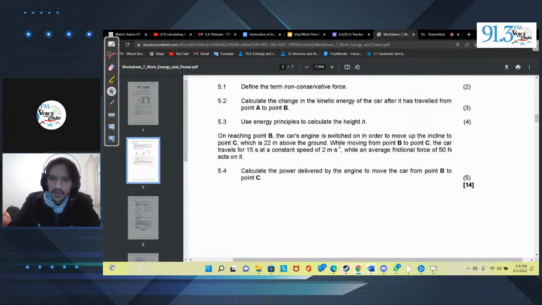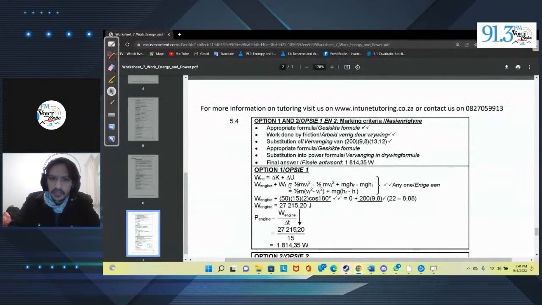And if we go back to the memo, that's what they do here. So the work that needs to push the vehicle from point B to C depends on the work put in by the engine and the work required to overcome the force of friction. So we know the work required to overcome the frictional force, but we don't have the work of the engine. So then we're using this formula here. W engine plus WF equals change in kinetic energy plus the change in potential energy.